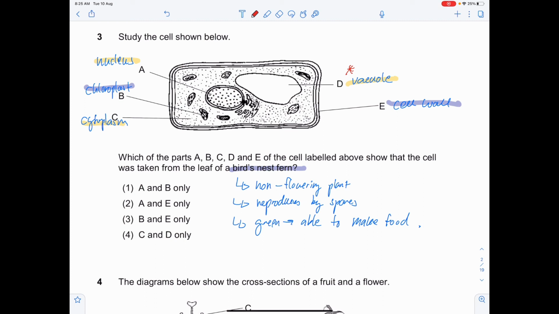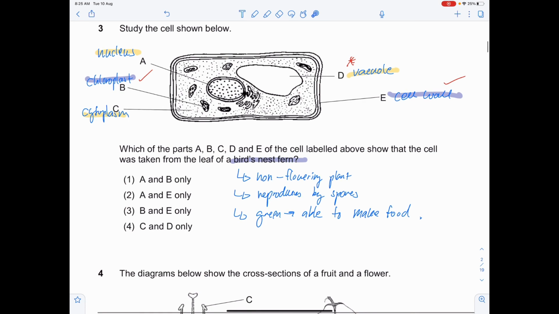So we have already identified that the chloroplast and cell wall are going to help us confirm that it's actually a bird nest fern. Cell wall, because all plant cells have a cell wall. Chloroplast, because it's able to make food, so you will need your chlorophyll in your chloroplast. So answer 3.